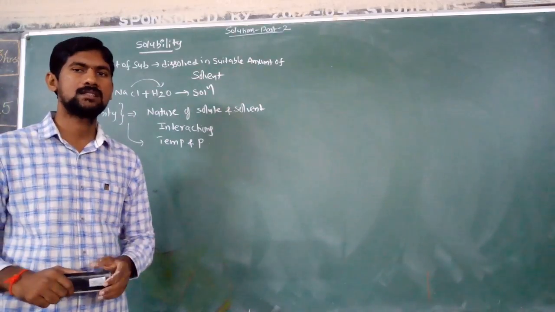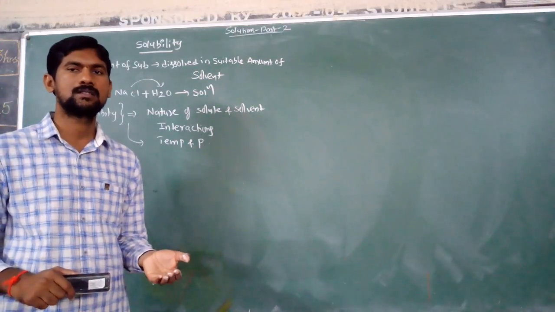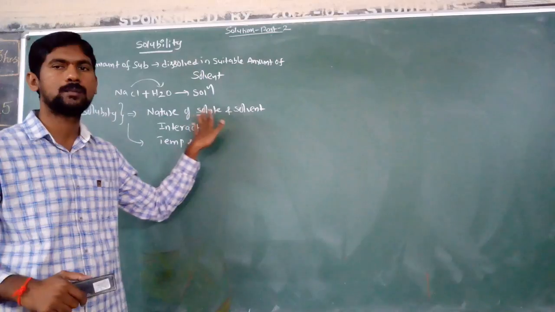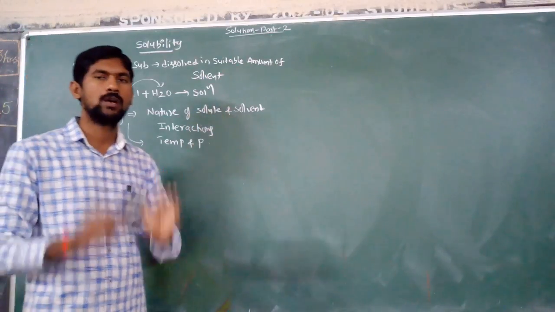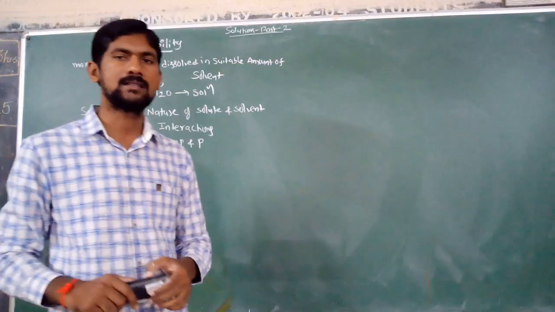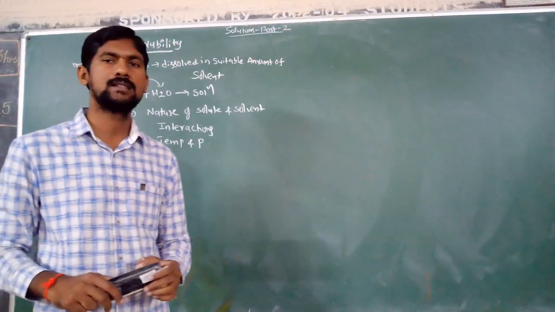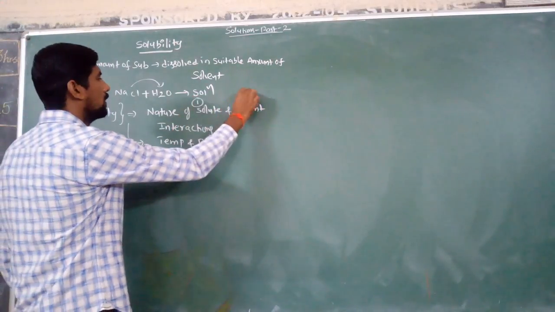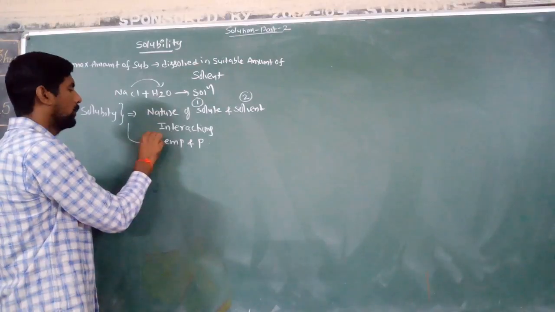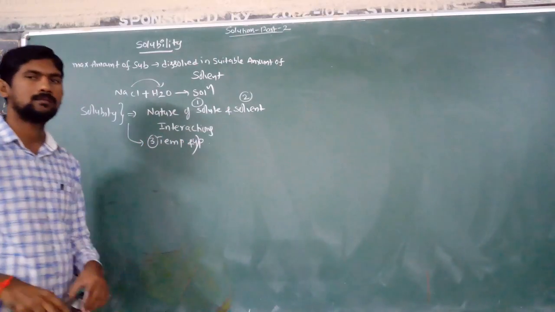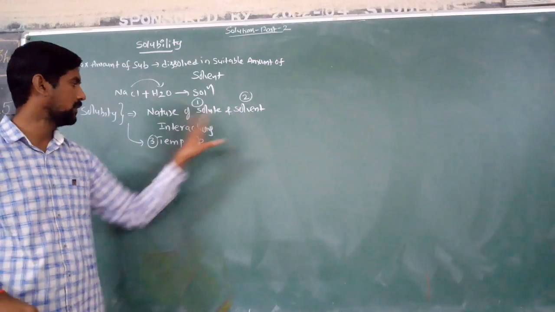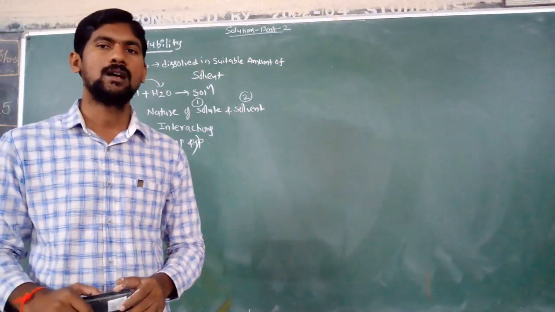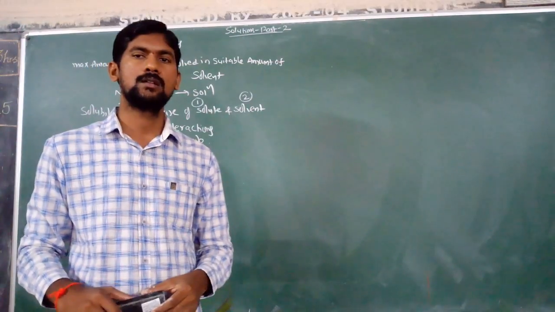Some substances are highly soluble in solvents, some are partially soluble. That depends entirely upon the nature of interaction between solute and solvent molecules, temperature and pressure. What are the four factors? Nature of solute, nature of solvent, temperature and pressure. These four factors influence the solubility of substances in suitable solvents.